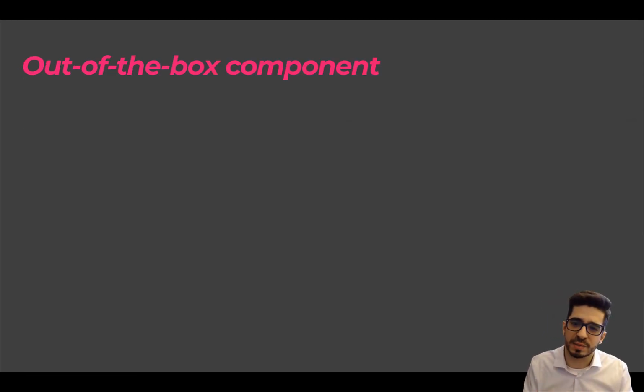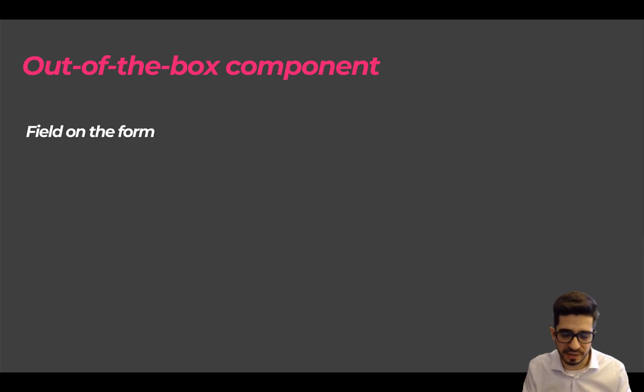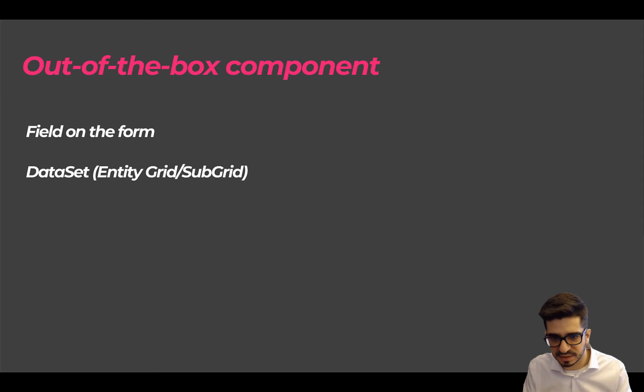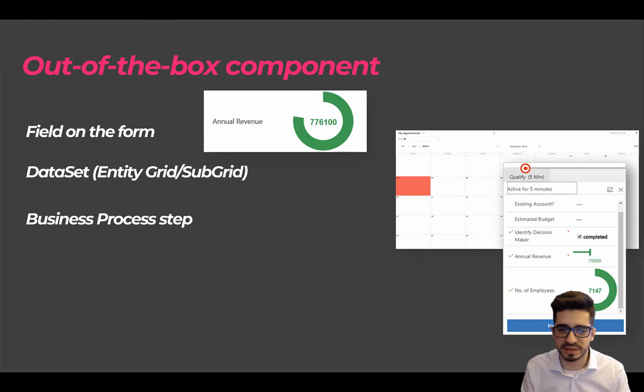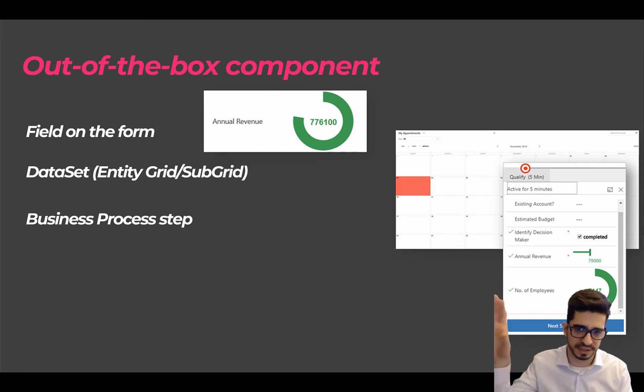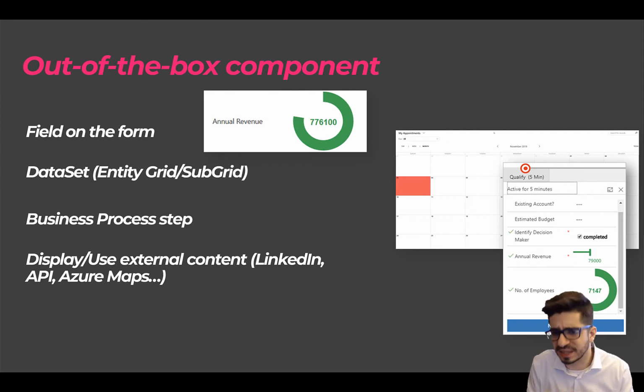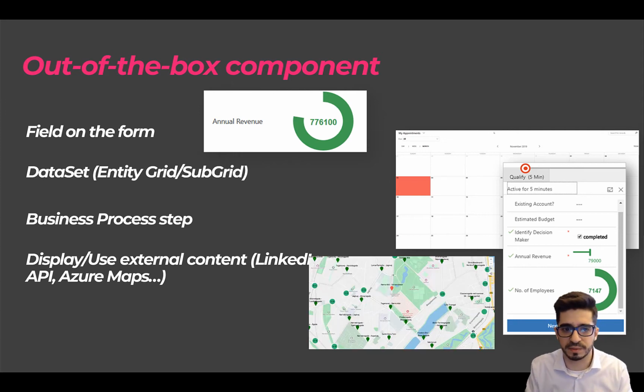So you already know some of them that exist as standard. It can be on a field, for example, or a dataset. Here are some examples. You can see, for example, a list of appointments displayed using the calendar control. We can also add them in a data step, but also use them to retrieve data from external services, for example, Azure Maps or LinkedIn. Basically, LinkedIn Sales Navigator uses this framework.